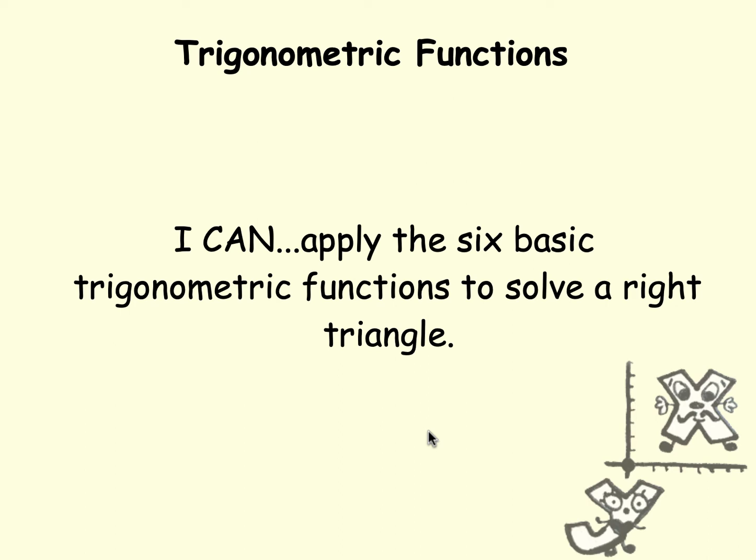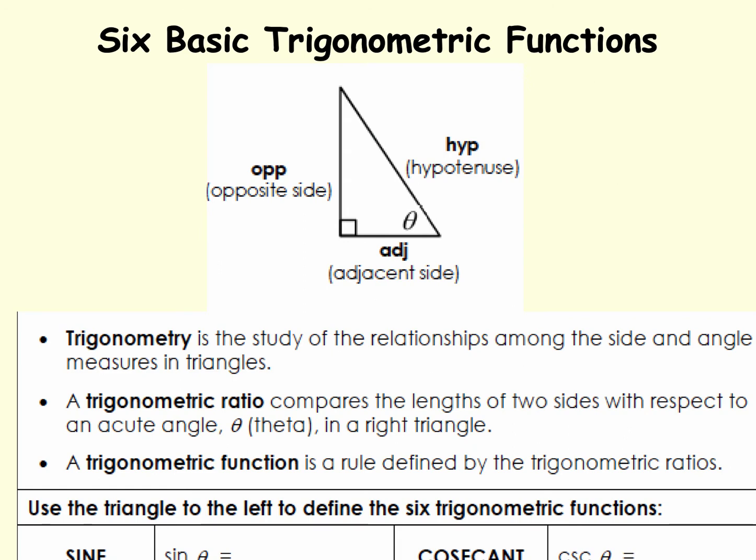So in this lesson, we're going to look at the 6 basic trigonometric functions, and we're going to use them to solve right triangles. So first, make sure you understand that when we're talking about right triangles, we use the same names for specific sides of a right triangle. Opposite of the right angle is the hypotenuse, HYP for short.